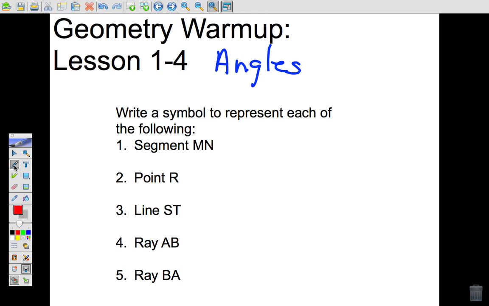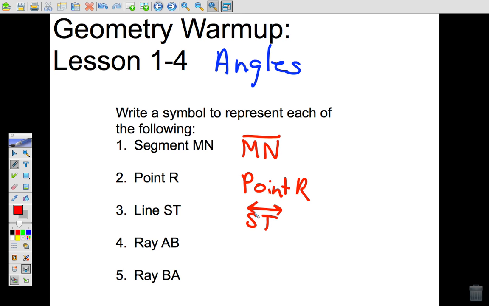Make a little better M there. So MN, capital letters. Now, for segment, it's just a straight line, no arrows. Point R. Now, there's not a symbol for point, so it would be just that, point R. Number 3, line ST. Capital letters. The only difference between the symbol for number 1 and number 3 is the arrows at the end.